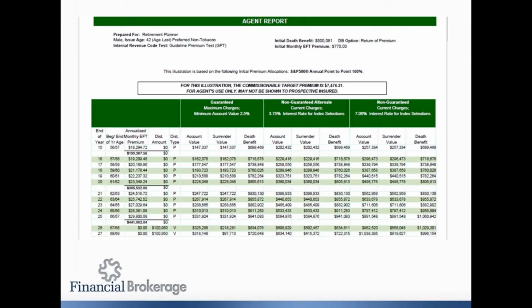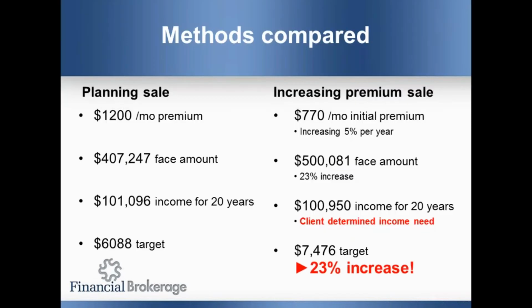Now, if we compare this increase in premium sale to the typical sale that we started with, the numbers are even more different from one another. So we're still starting with the same amount per month going into the contract, but we've almost doubled the face amount for the client. So if they should pass away before they hit their retirement years, their family's getting twice as much money. Now, instead of giving them 35% less income than what they really needed, we're giving them exactly what they needed for retirement.